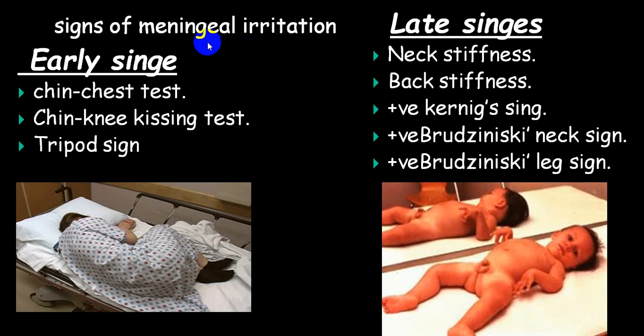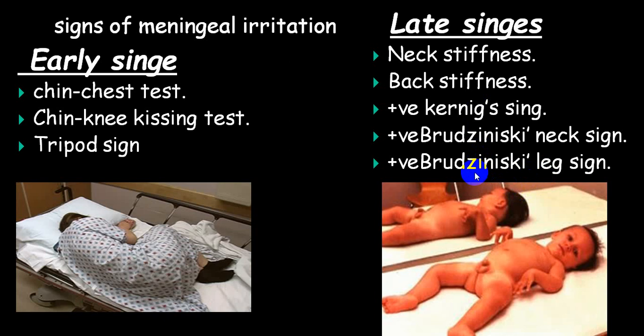Some of the signs which can be demonstrable are meningeal irritation signs and typical posture, which we call the knee chest posture. Very commonly seen, or sometimes you describe that as the chin chest test, chin knee kissing test, and tripod sign. These are commonly seen in a case of meningeal irritation. And you can demonstrate neck stiffness, back stiffness, Kernig sign, Brudzinski sign, and even Brudzinski neck sign and Brudzinski leg sign. This will be more demonstrable.